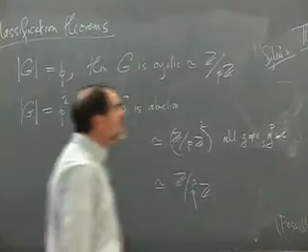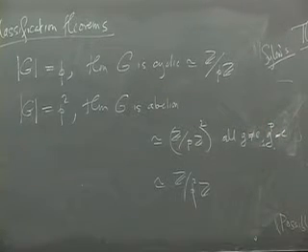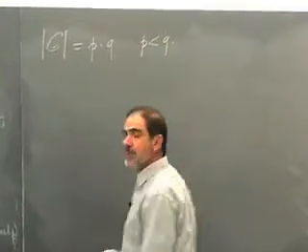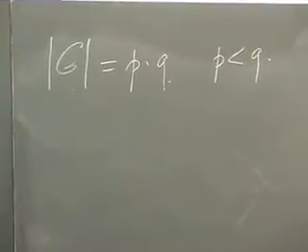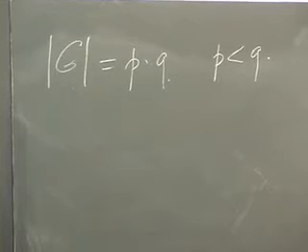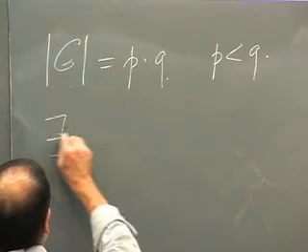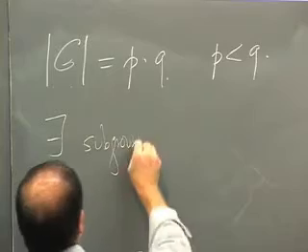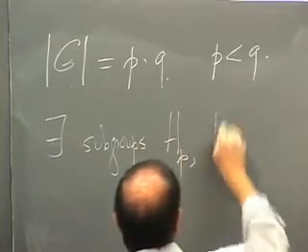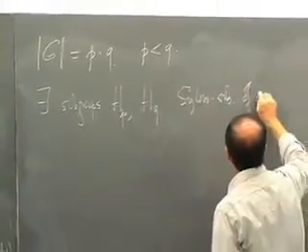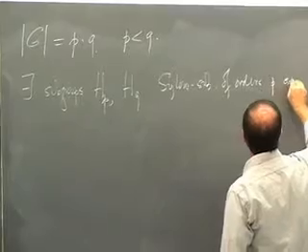All right, now we're going to do pq. Two primes, and we'll assume that p is less than q. One of them has to be less than the other. All right, let's make some observations about this before we do actual p's and q's, so that we can get started. The first is there exist subgroups H_p, H_q, Sylow subgroups of order p and q.